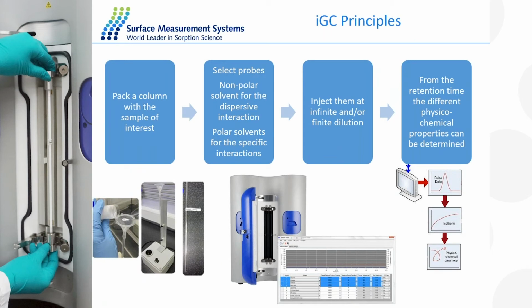So before starting an experiment, first what we need to do is pack a column of interest, and then we need to select different probes. So we can select, with regards to maybe a surface energy experiment, some non-polar probes, which are useful for the dispersive interactions, and some polar probes for the specific interactions.